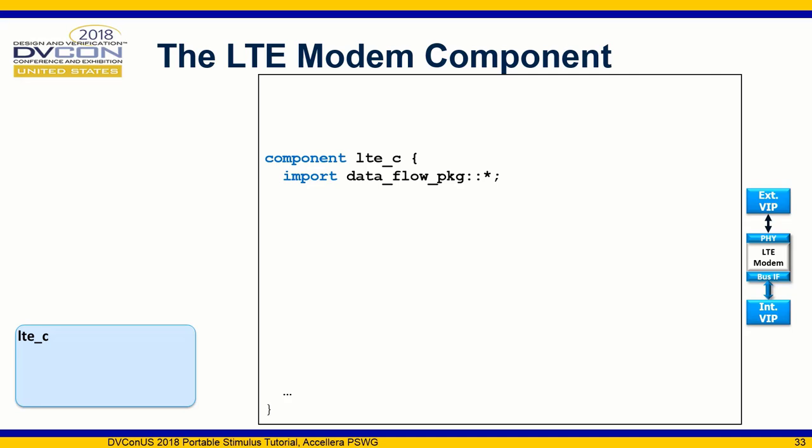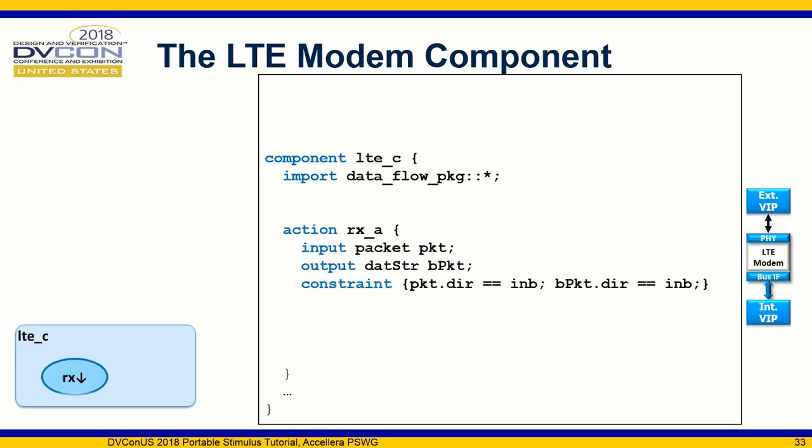So we can import the data flow package into this thing, and we define our actions. We have a receive action. So we're going to input a packet, output a data stream. We're going to specify a constraint that says that these things are inbound.